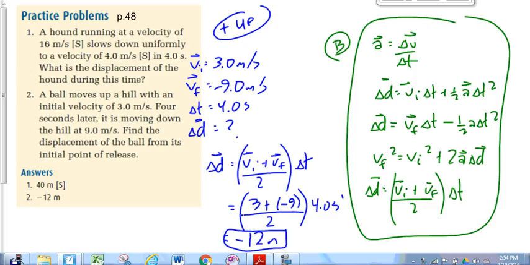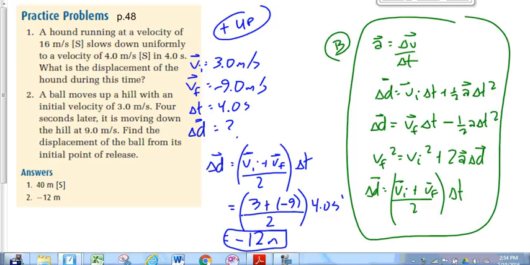Now, I'm not sure what the distance is here. The displacement is negative 12. I'm not sure what the distance is, but I can tell you that the distance would not be negative 12. How do we know that? Yep. Good. It was initially traveling up and then it's coming down, so it changed direction.